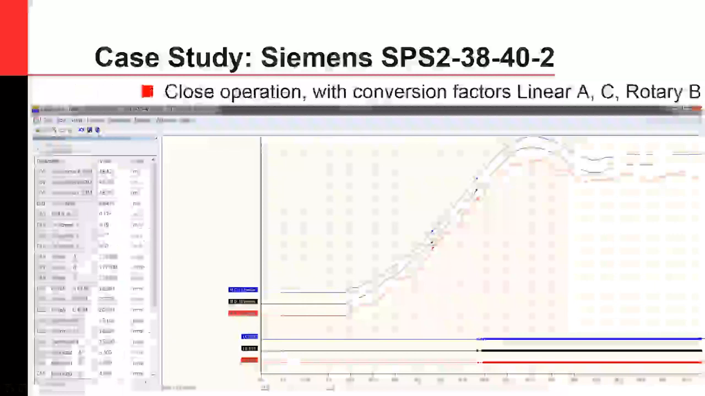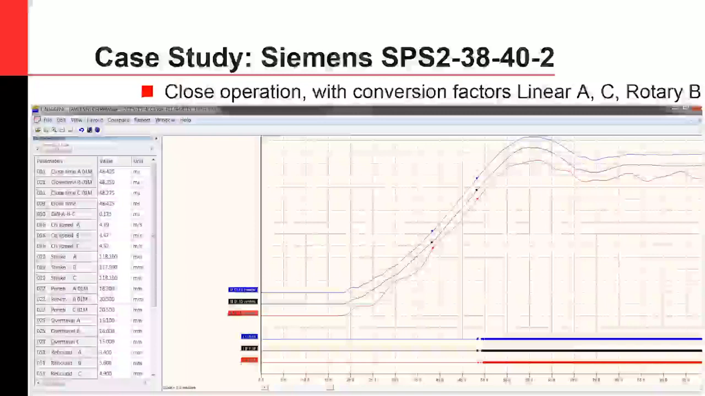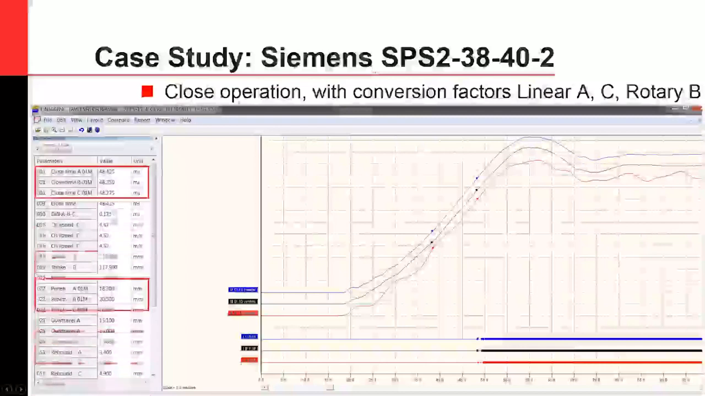So now let's go back and apply these conversion factors to our measurements. I went through and applied a conversion factor to the three different phases and measured again. Lining all three of these up again, linear A, linear C, and rotary B, the times are all fine, with a difference of 0.175 milliseconds between the three different close times. And now the strokes are all relatively the same, 118.1, 117.9, and 118.1. You can even see they all pretty much follow the same curve.